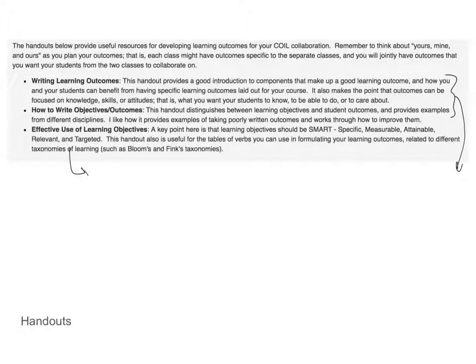This article on effective use of learning outcomes is useful for a couple of different things. It introduces this SMART mnemonic or framework, in that learning outcomes should be specific, measurable, attainable, relevant, and targeted. But this handout also provides examples of other learning taxonomies besides Bloom's taxonomy. In particular, I think it goes into Fink's learning taxonomy, which you might find a useful way to think about learning outcomes.